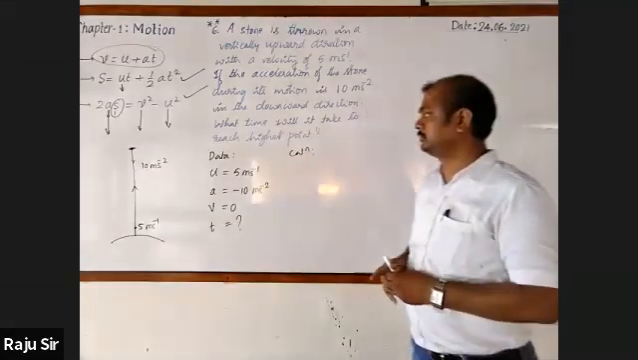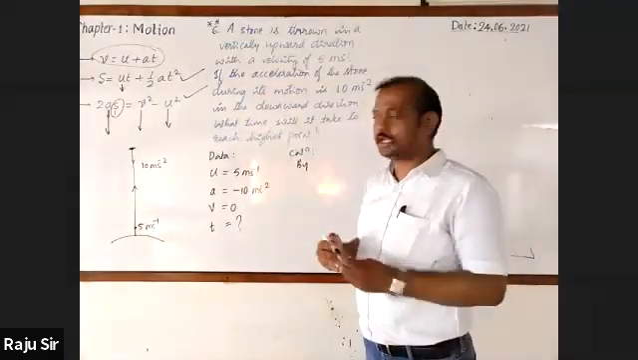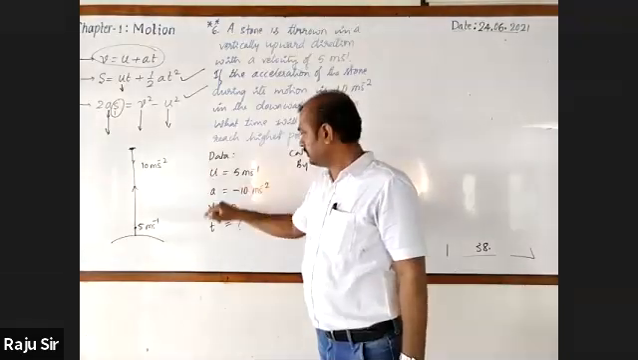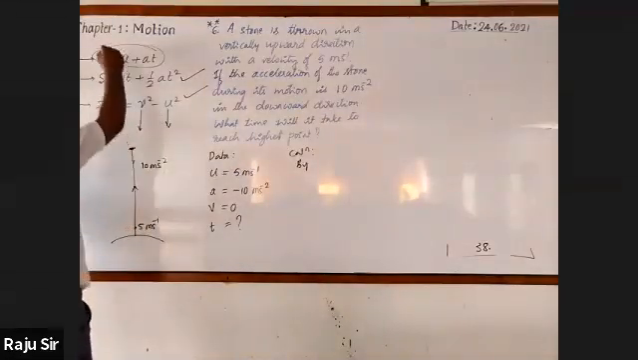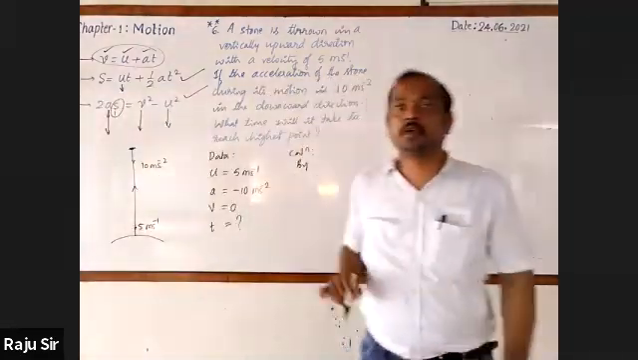Calculation. How do you go for finding? By the first equation of motion. Observe: initial velocity, final velocity, acceleration are all three known. We want the fourth physical quantity, that is time.